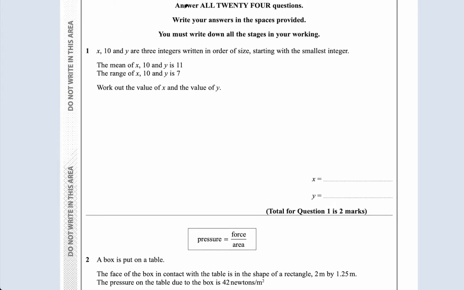Question 1. Again guys, there's 24 questions. Write your answers in the spaces provided. You must show your working.